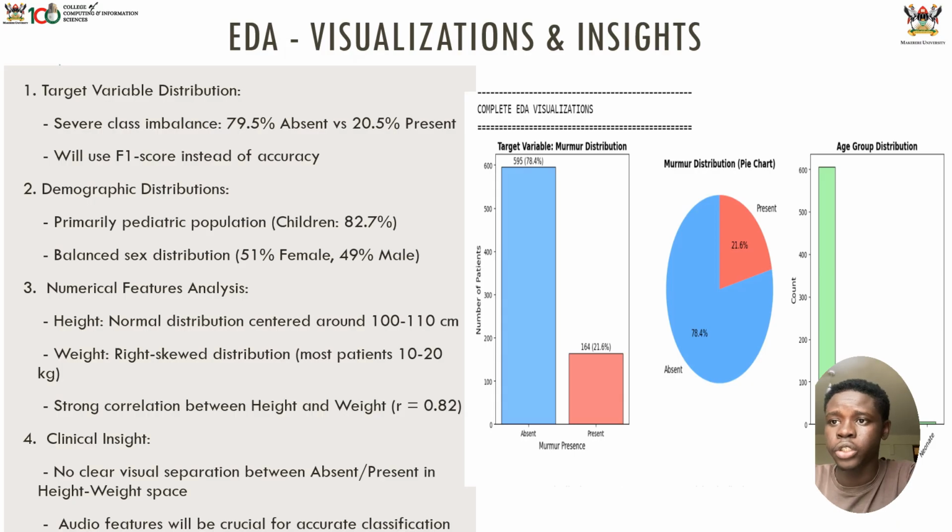Then here you have the visualization and insight. In the visualization and insight, the first point is the target variable distribution. Here you have two groups of people, with and without the murmur. We can see that the people without the murmur are higher than people with it, which represents 78.4%, and those with the murmur represent 21.6%. Then you have the age group distribution, which shows that more patients are represented by children.